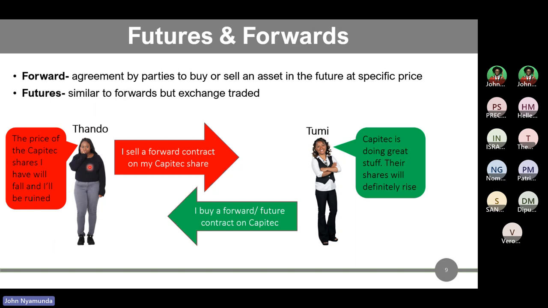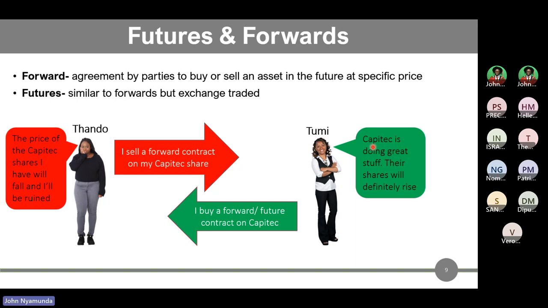So we have two people here, we have Tando and we have Tumi, these two ladies. Tando is holding Capitec shares. She's saying the price of shares I will get when I want to sell next year might fall. And if the share price falls, I will be ruined. How can I protect myself? That's Tando and the shares. But on the other hand, we have Tumi. Tumi doesn't have Capitec shares, but she believes next year the price of Capitec shares is going to skyrocket. Ah, ladies and gentlemen, it's going to be great.